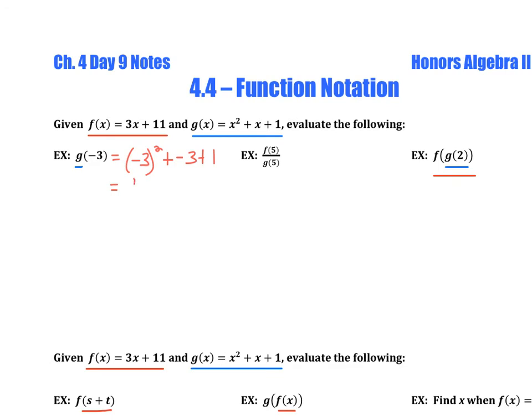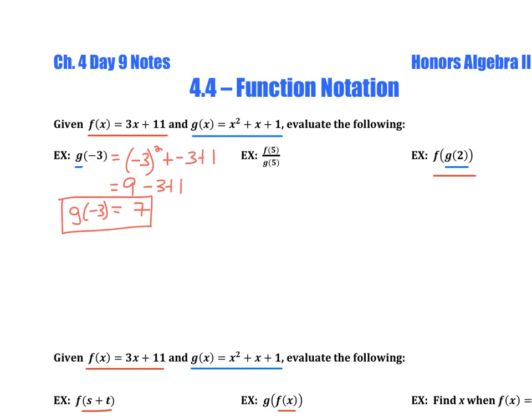So negative 3 squared is 9. And then if we take 9 minus 3, we get 6, and we add 1 to it, and we get 7. So g of negative 3, we're going to leave the left-hand side exactly as is. g of negative 3 would be equal to 7.